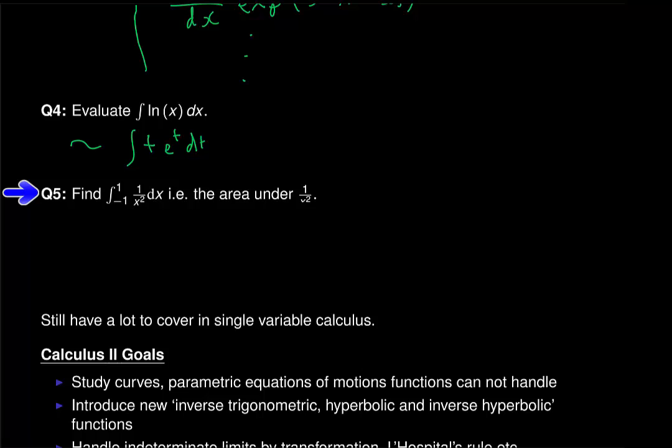What I would do is find the antiderivative for 1 over x squared, and 1 over x squared is the same as x to the minus 2, so the antiderivative would be minus x to the power of minus 1, and when I evaluate it from minus 1 to 1, that would give me minus 1 minus minus 1, which is minus 2.